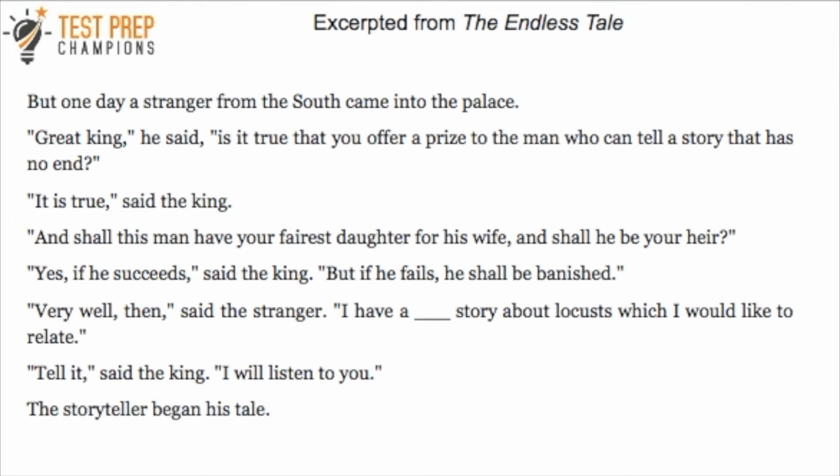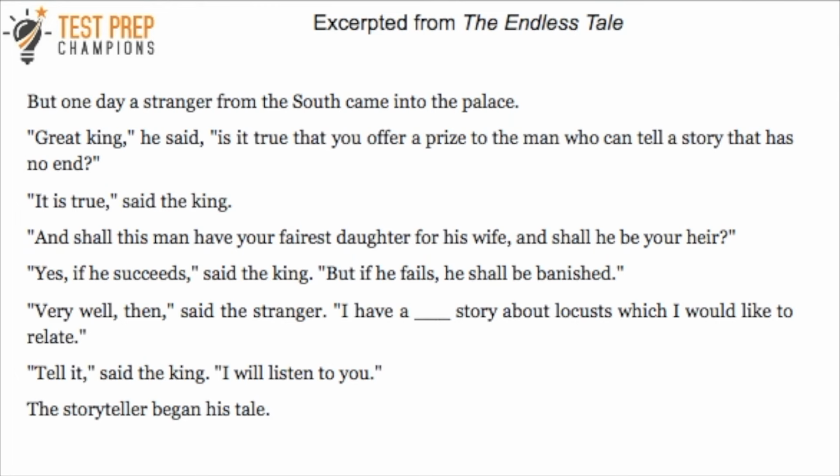But one day a stranger from the south came into the palace. "Great king," he said, "is it true that you offer a prize to the man who can tell a story that has no end?" "It is true," said the king. "And shall this man have your fairest daughter for his wife, and shall be your heir?" "Yes, if he succeeds," said the king, "but if he fails, he shall be banished."